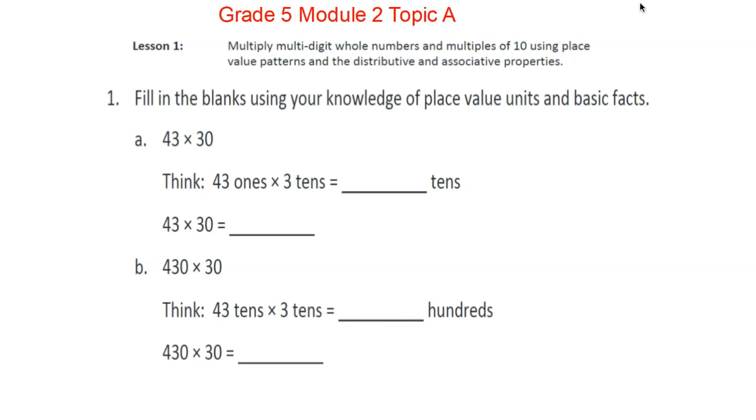Looking here, A says 43 times 30. 43 ones times 3 tens. Well, if I'm using basic facts here, I know that 3 times 3 would be 9. And now I have 4 times 3, that's going to be 12. So I have 43 times 30 is going to be 129 tens. Another way we can look at that is we could say this is going to be equal to 1,290. We had our place value chart, and we said we had 129 tens.